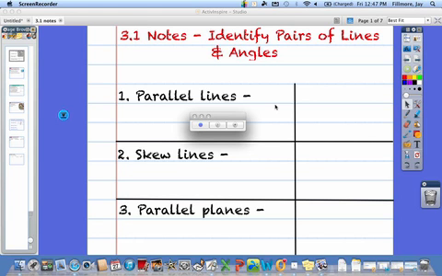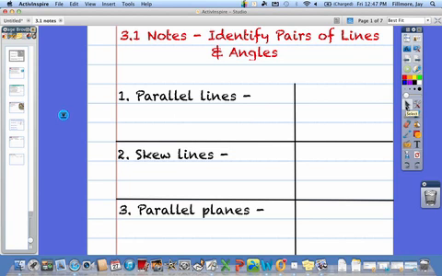Gentlemen, this is section 3.1. We're talking about identifying pairs of lines and angles. This is starting a new chapter, chapter 3. We're talking all about parallel and perpendicular lines.